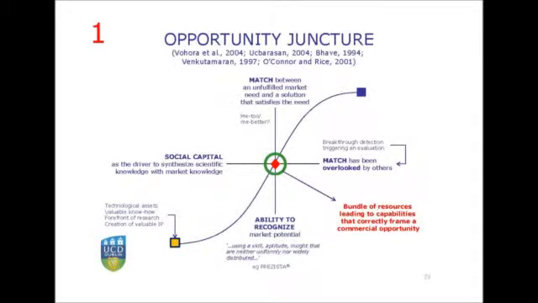Okay? So this is the ability to recognize market potential that is not necessarily here and now, because finding a market gap here is relatively easy. Finding a market gap that is going to appear in the next 5 years is much more difficult. And then again, it's social capital. Social capital as a driver to synthesize scientific knowledge with market knowledge. In fact, what Venkataraman said is that in order to train your ability to recognize market potential, you need to increase your social capital. Which means that you need to go outside the environment of your academic community and reach out to the business community outside, to train your ability to recognize, if that would be possible. But that is theory, all right? So in fact, the opportunity juncture is the bundle of resources leading to capabilities that correctly frame a commercial opportunity.